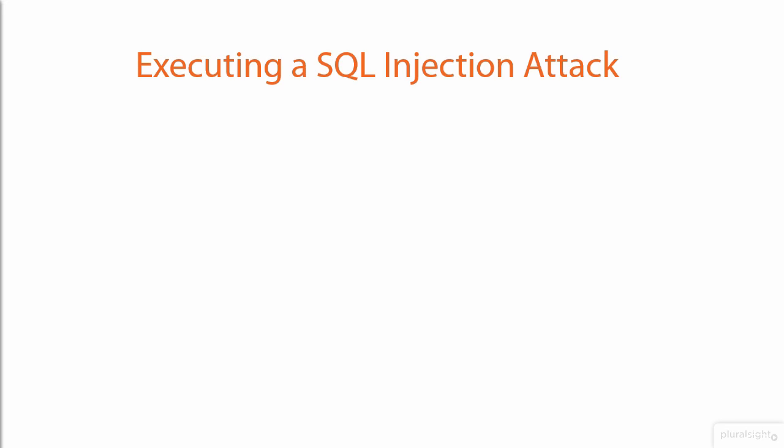I want to start with a real high-level view of what it means to mount a SQL injection attack. And we'll go into a lot of detail throughout the remainder of this course in terms of how to actually execute this attack. But let's start high level, and we're going to imagine that we have an attacker. Now this attacker wants to exploit a SQL injection risk.